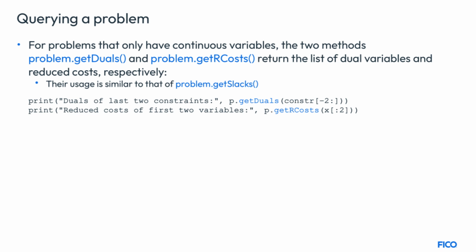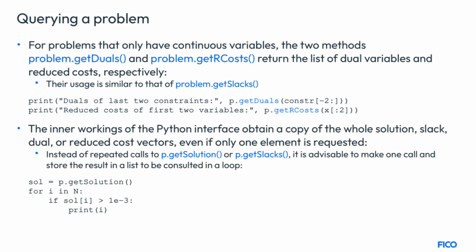For problems with only continuous variables, you can use the methods problem.getDuals and problem.getRCosts to return the list of dual variables and reduced costs, respectively. Their usage is similar to that of problem.getSlacks, in that it works with indices, names, objects of the constraints, or variables. Note that the functions used for querying a problem obtain a copy of the whole solution when called. We recommend making only one call to any such function and storing the result in a list that can be consulted in a loop, thus avoiding repeated calls to the same functions.